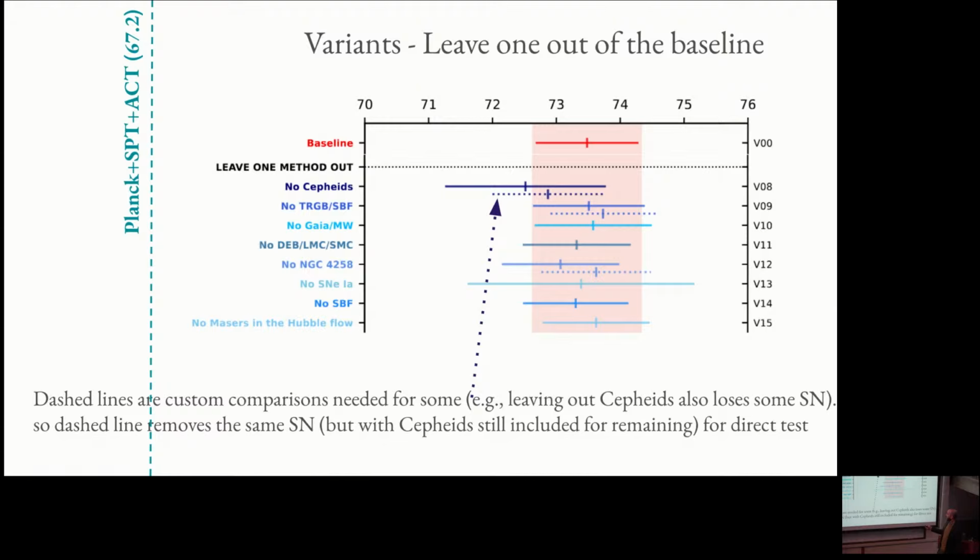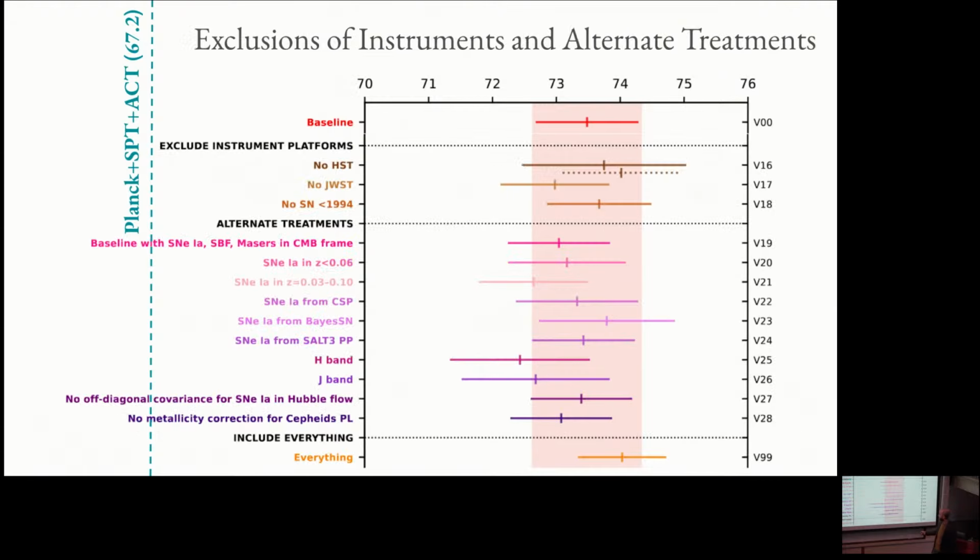The dotted line is if I throw out Cepheids, that means I'm going to lose some of my calibrator galaxies. So let me compare to an analysis with Cepheids, but throwing out those same calibrator galaxies. That's eliminating a statistical variation simply by removing the Cepheids. So it's the delta between this solid line and the dashed line is what you want to compare to, if you care about Cepheid systematics specifically. And there's similar scenarios here with the other dotted lines. And then we have other exclusions of instruments, no HST, no James Webb, and many other ideas for systematics. And remember, Planck is over here.